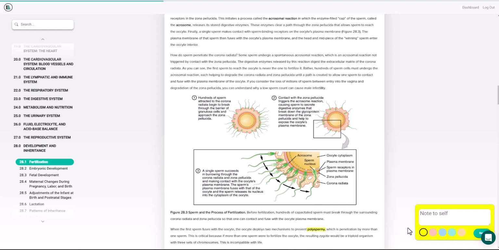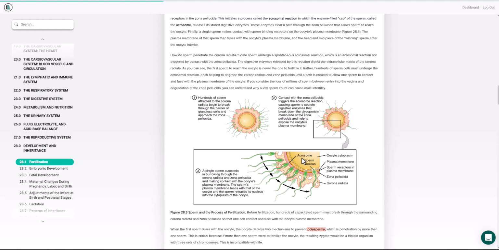Polyspermy is death, basically, to the embryo. Because if 2 sperm are able to penetrate into the egg at the same time, that means that the early embryo is going to have 3 sets of chromosomes, right? 1 from each of the sperm and 1 from the egg. And mitosis and cell division has no idea what to do with 3 sets of chromosomes. So that's a deadly recipe.